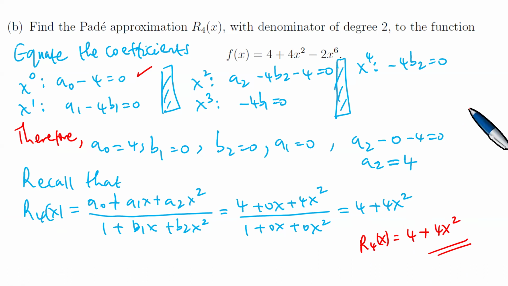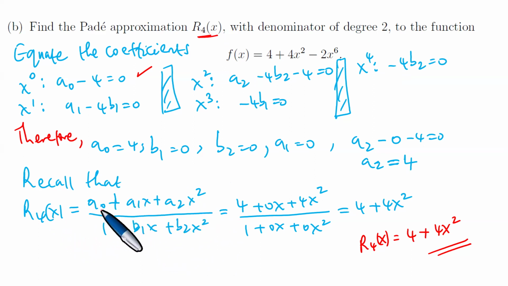So obviously, what have we done? We have found the Pade approximation R4 of X with denominator of degree 2. If they say denominator of degree 2, you must start with 1. We don't care about what you put as the coefficients of X and X squared. And because the denominator is of degree 2 but the overall degree is 4, the numerator must also be 2, so that 2 plus 2 gives us 4. Now, the coefficients here, you can write anything.